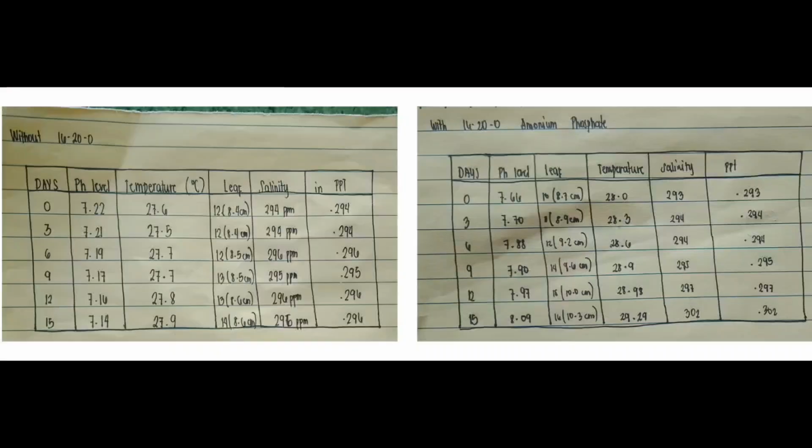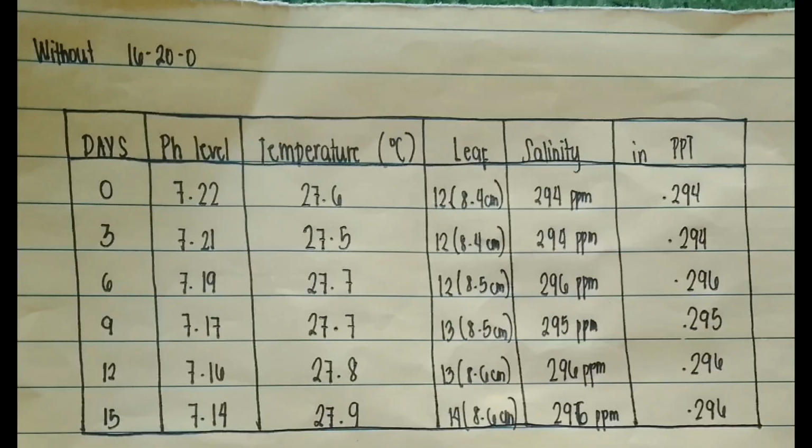This is the data we collected over the 2 weeks of simulation with a 3 days interval of checking the parameters. So these are the parameters of without the 1620 fertilizer or without the ammonium phosphate. In day 1, the pH level is 7.22, the temperature is 26.6, and the leaf count is 12 leaves, and the longest leaf is 8.4 centimeters, and the salinity is 294 parts per million. So in parts per thousand, it is 0.294.